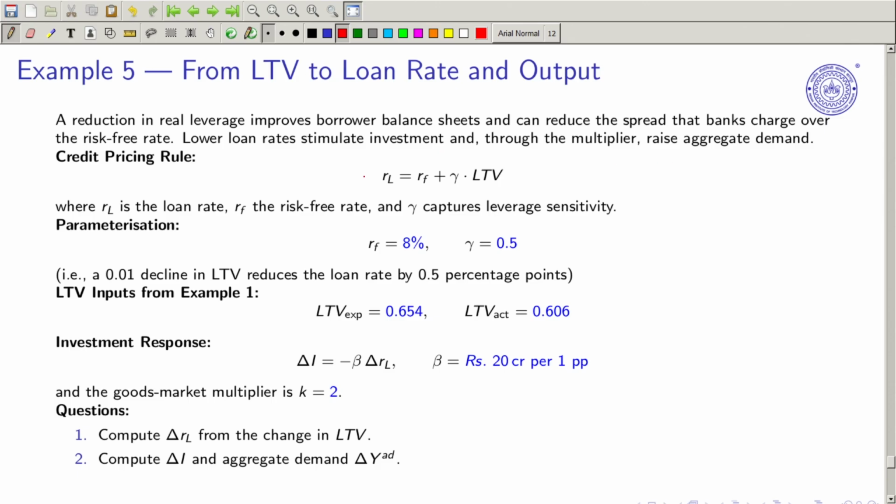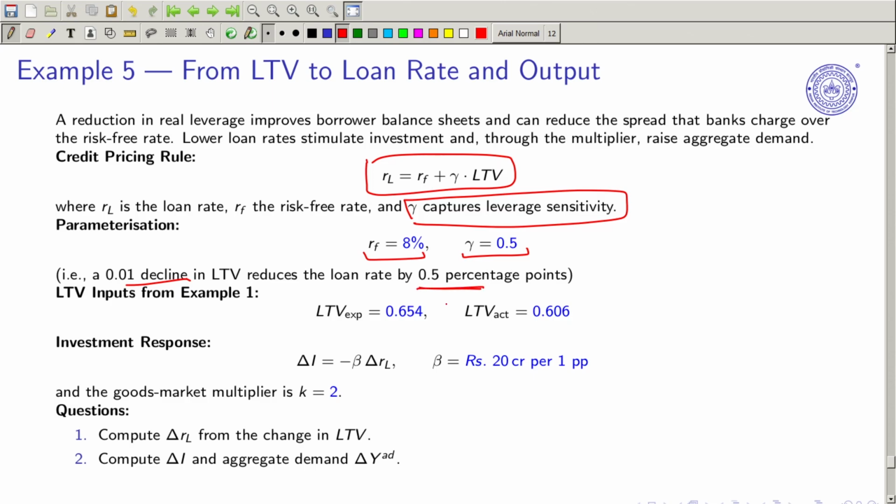So suppose this is the credit pricing rule we have. The loan rate RL is the risk-free rate plus the leverage sensitivity, gamma. So if RF is 8% and the leverage sensitivity coefficient is 0.5, the interpretation is that a 1% decline in LTV means the loan rate goes down by 0.5 percentage point.